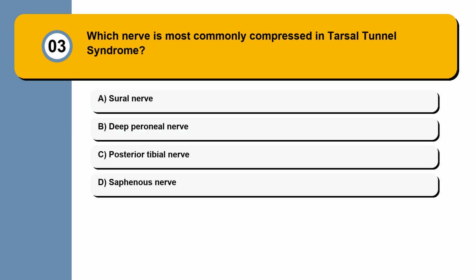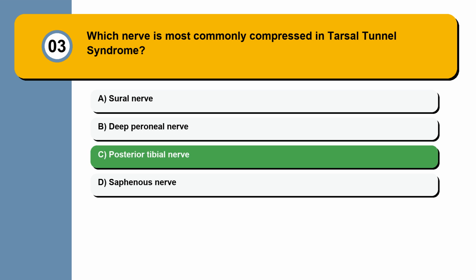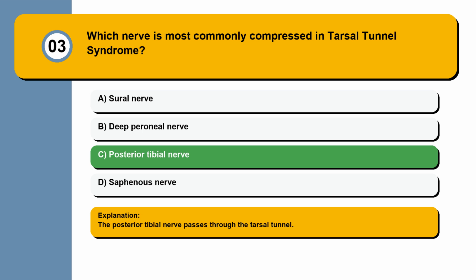Question 3. Which nerve is most commonly compressed in tarsal tunnel syndrome? Sural nerve, deep peroneal nerve, posterior tibial nerve, saphenous nerve. The posterior tibial nerve passes through the tarsal tunnel.